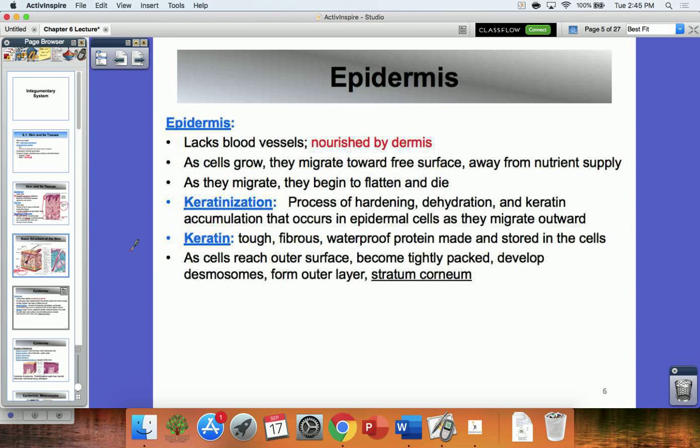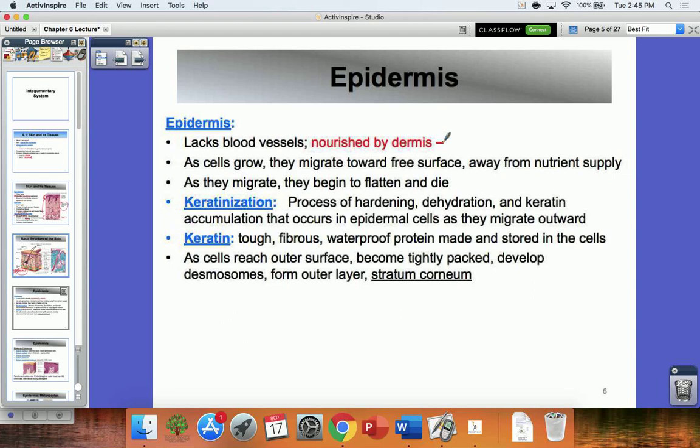If you all remember, we talked about how epithelial tissue is avascular. And so it's made up of this stratified squamous epithelium, and it does not have a blood supply of its own, so it has to get nourishment from somewhere else. And so it gets its nourishment from the dermis. The dermis and all the blood vessels that are within it supply those cells with the nutrients that they need.